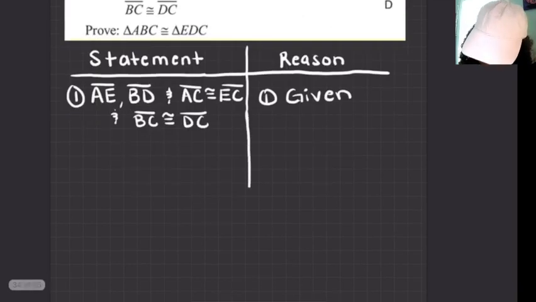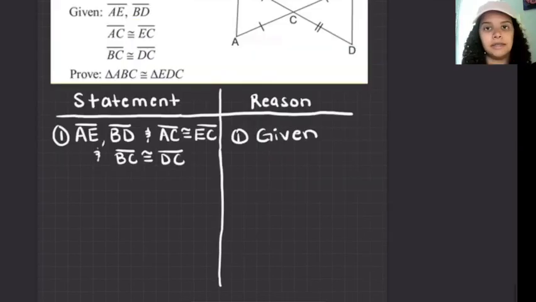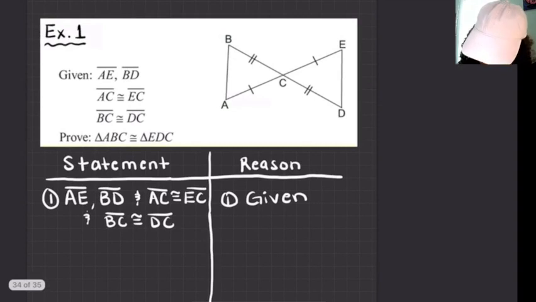So the first row of your two-column proof is always the easiest one, okay? It's whatever information is given to you right off the bat.